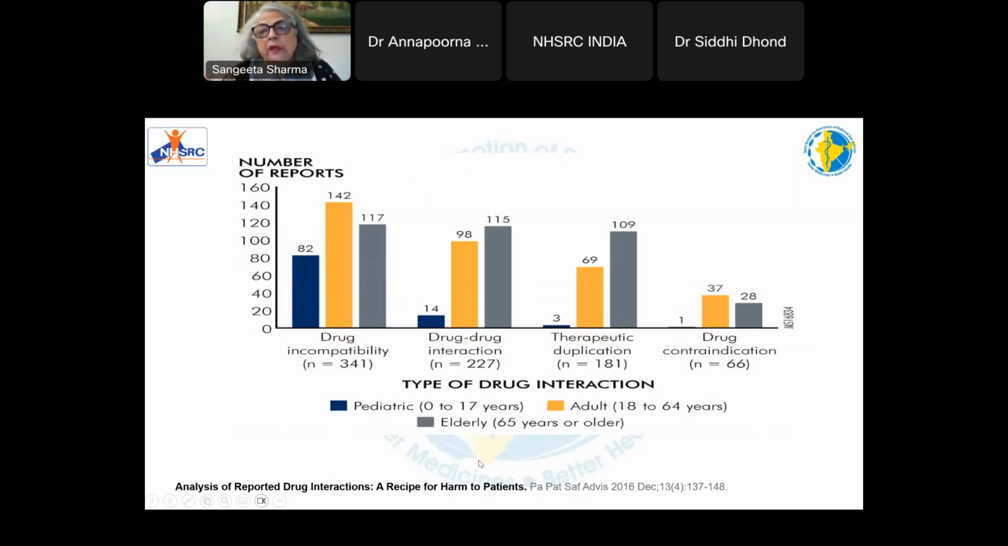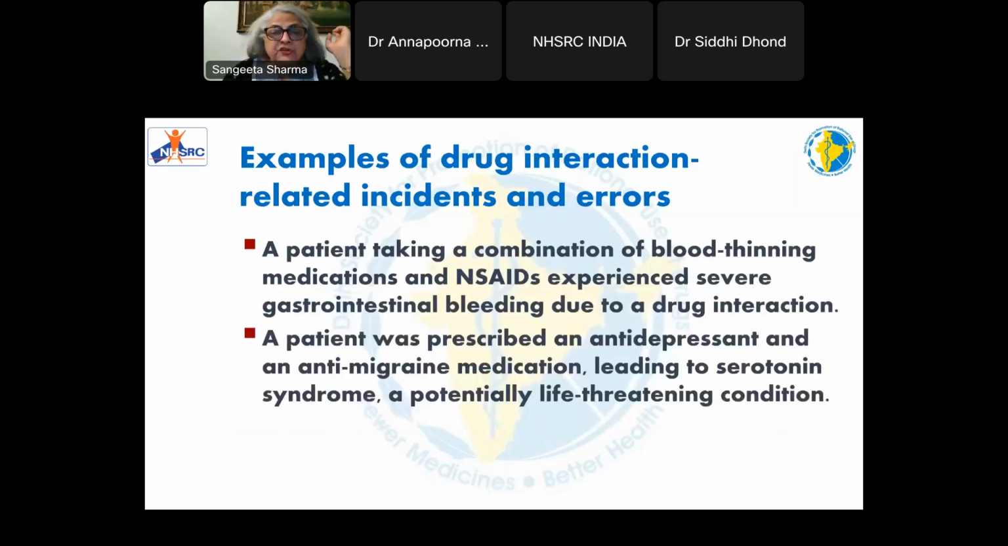So this is one way that, although we don't intend to cause any harm to the patient, we cause harm because of these drug interactions, which go unnoticed, either because the drug was incompatible, or the drugs were interacting, which I will explain, or there was a therapeutic duplication, drugs from the same class or similar medicines given together. And sometimes drugs which are contraindicated for a particular patient are also given together, so that can also give rise to these drug interactions.